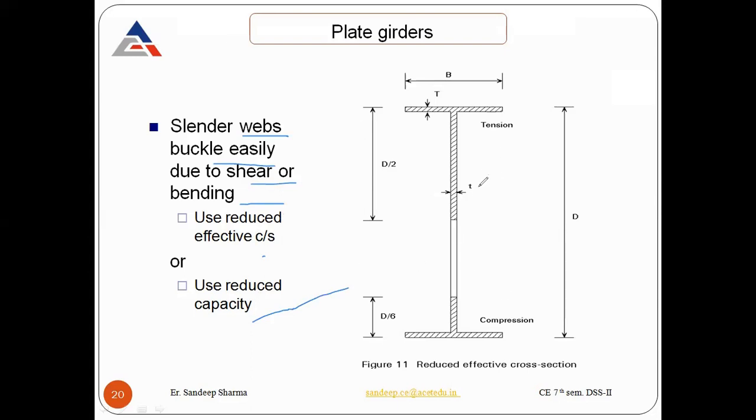So here you can see the maximum tension that you will get, the D/2, and the maximum compression that will be there, the D/6. So this is the whole depth of the section. So reduce the effective cross section, and this is the width, the capital B, the width of the flanges and the overall depth of the section we have.